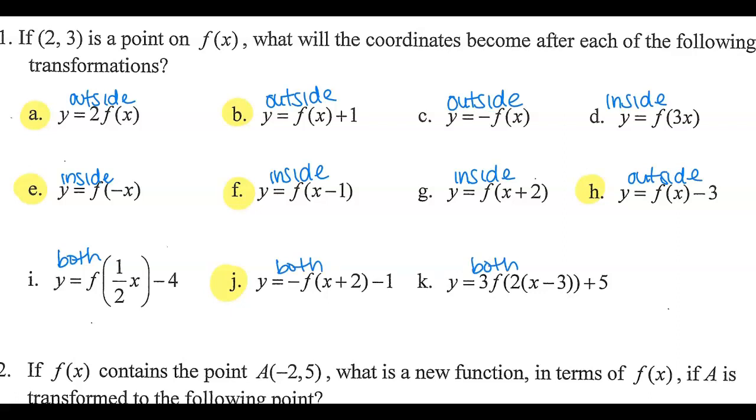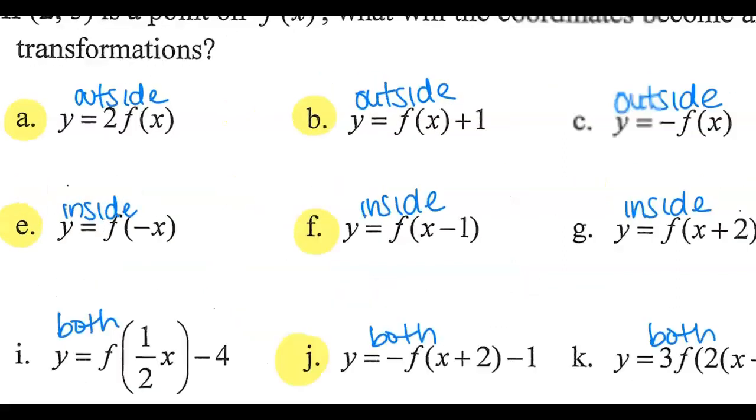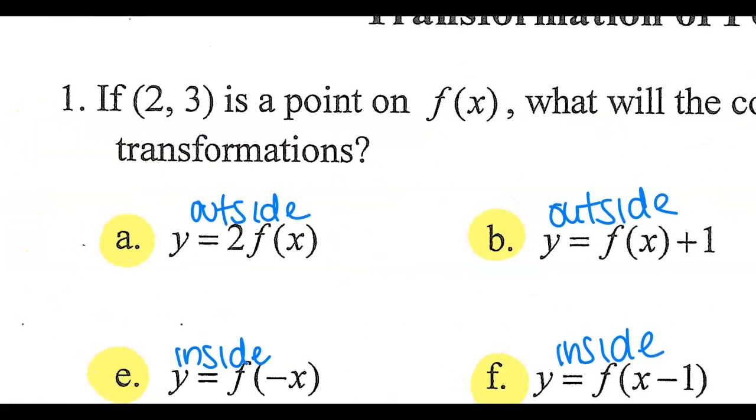So we have everything labeled. We have the different transformations that are occurring. This is going to be helpful for you when you're trying to solve each of the problems to figure out what your new coordinate is going to be. So we're going to look at letter A to start us off. For letter A, we are going to do the outside transformation on f(x), and f(x) is this point here.